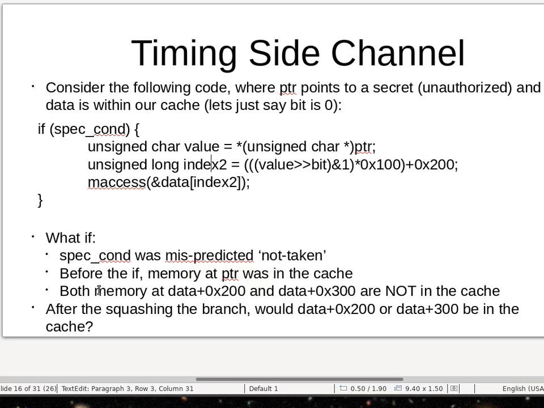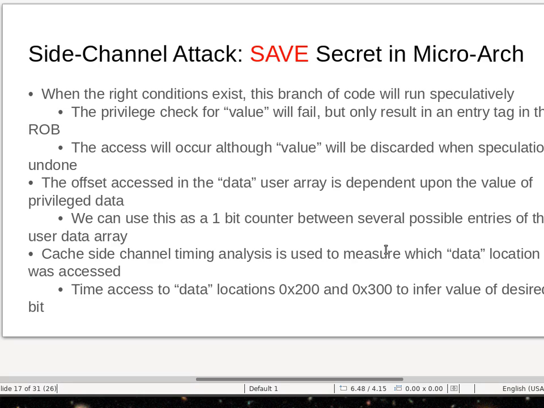Okay. Both memory 200 and 300 are not in the cache. After squashing the branch, would data 200 or 300 be in the cache? Well, that's a good question. Did I not write down how to do this? When the right condition exists, the branch of the code will run speculatively, the privilege check value will fail, and the access will occur, although the value will be discarded when the speculation is undone.